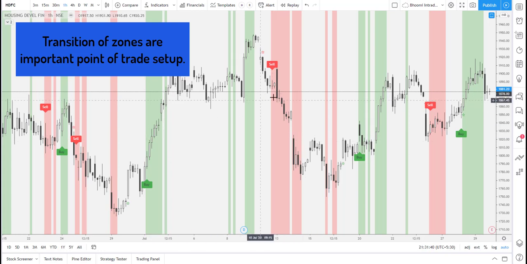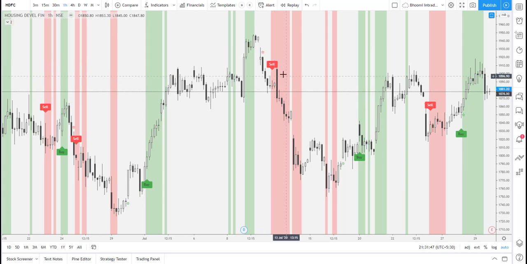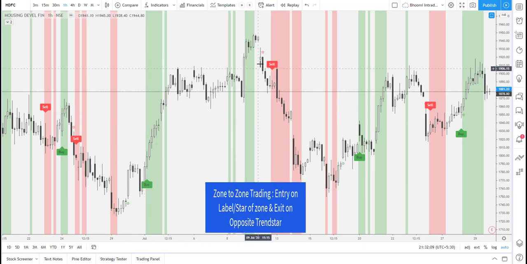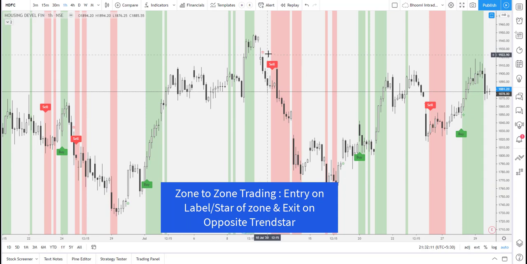So you should consider such kind of trades, considering the other things, other levels like the absolute levels and all those things in part. But even if you're playing from zone to zone, and that is the last and the very important part, if you are trading as a positional trader from zone to zone, like here from one zone till this zone ends, then your entry is the label or star that appeared in the zone's first candle, and your exit will be the opposite star here.